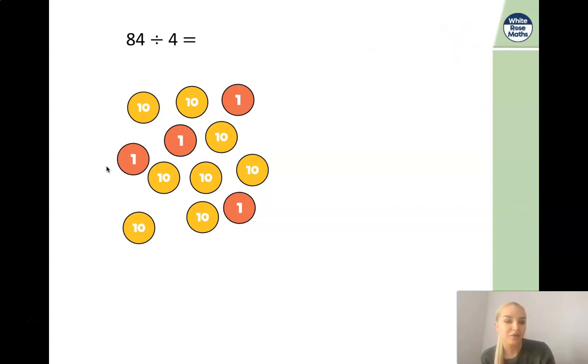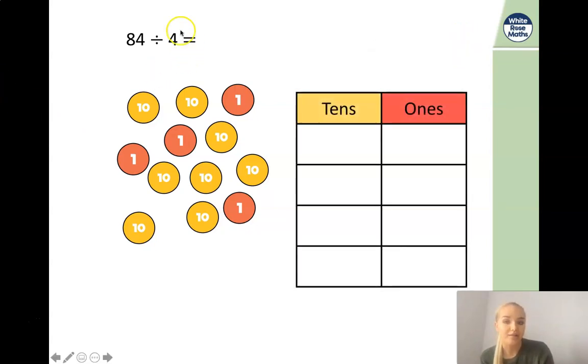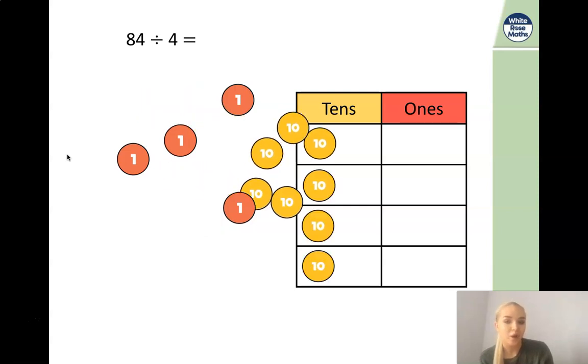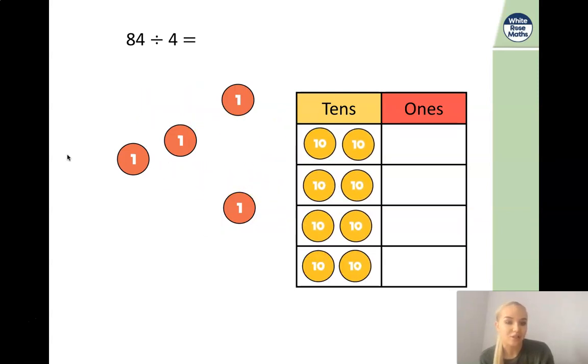Okay, so you will find out that this time we have a divisor of 4, which means we need 4 different rows to show that we are dividing by 4. Do we start with our tens or do we start with our ones? Tens, well done. So we're going to start by putting 1 ten in each of the boxes.